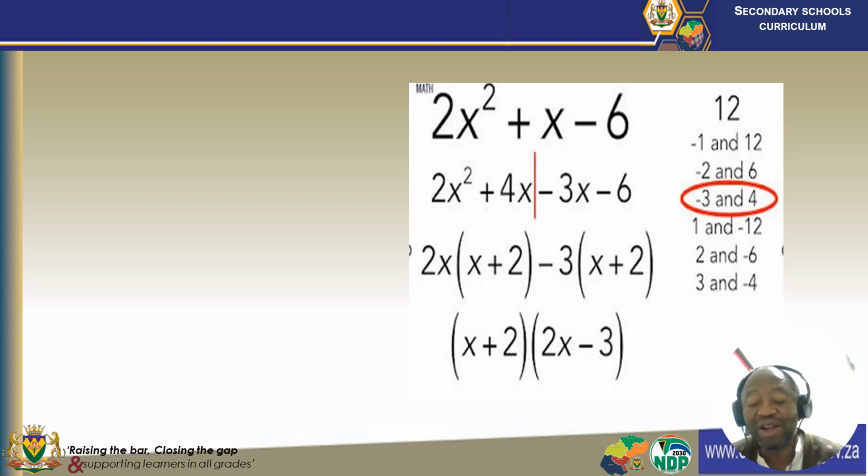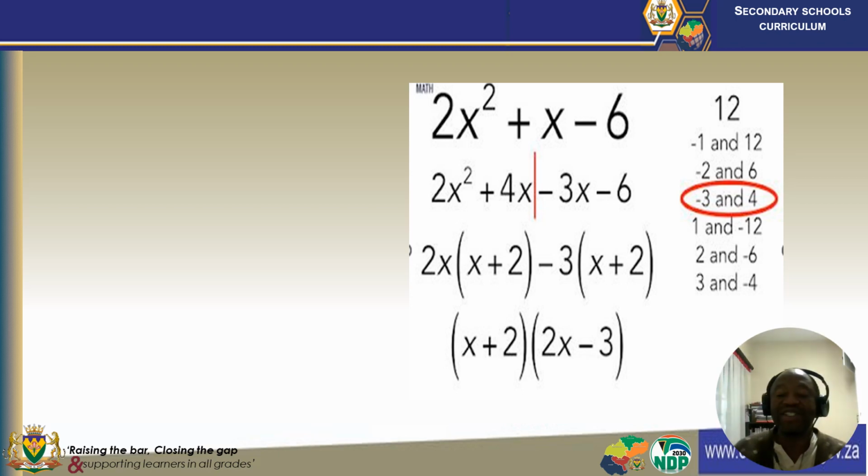Minus 1 and 12, minus 2 and 6, minus 3 and 4, 1 and minus 12, 2 and minus 6, 3 and minus 4. Out of all those factors, we are interested in the factors that when you add them, they give you the middle term, which is x or 1. So 4 minus 3 gives you a 1. Therefore, the second step will be writing x as a sum of the factors 4 and minus 3, which is 4x minus 3x gives an x.